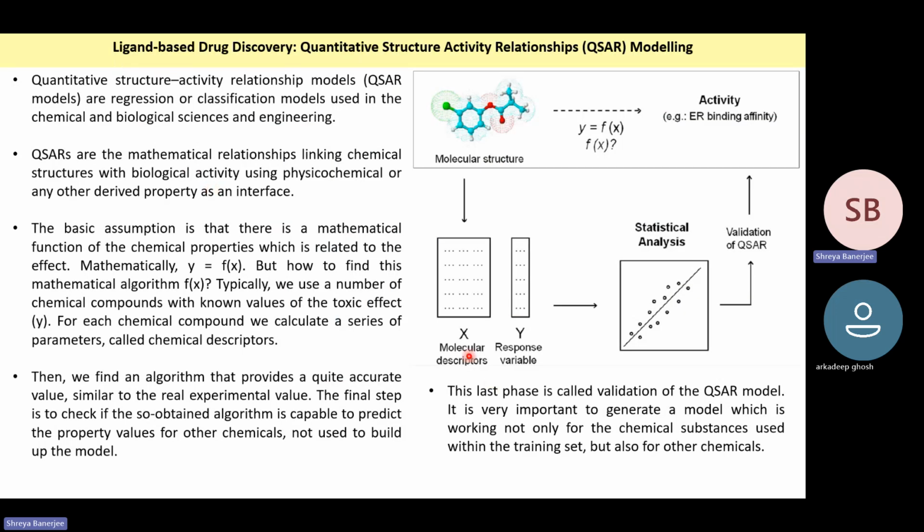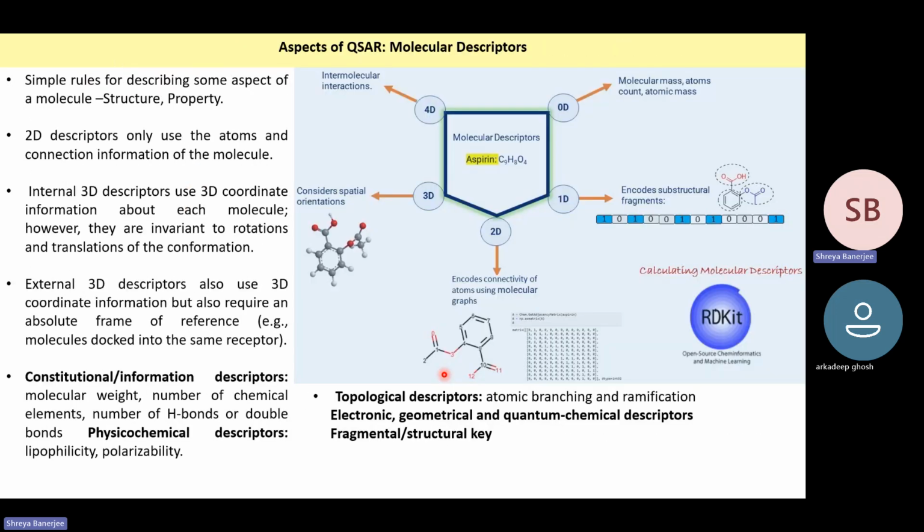Now we'll go into more detail of what these molecular descriptors are. They basically describe some aspect of the molecule, like its structure or its property. You can have zero-dimensional descriptors, which include the molecular mass, the number of atoms, atomic mass, and so on. You can have one-dimensional descriptors, which basically say what the different groups present are. For example, you can have a carboxylic acid group, you can have an ester group, and so on.